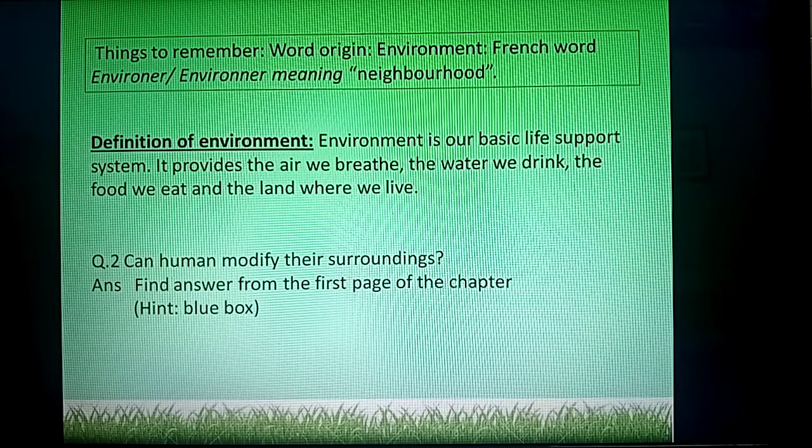Children, I want to ask you a question: can humans modify their surroundings? If yes, how? Find the answer from the first page of your chapter. And your hint is you will find it in the blue box of the first page.